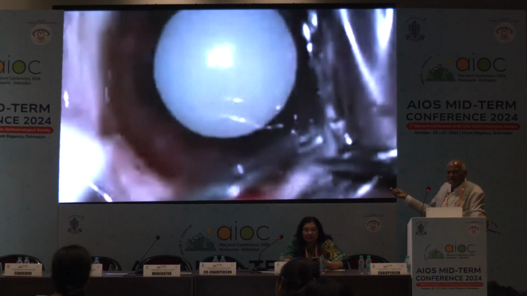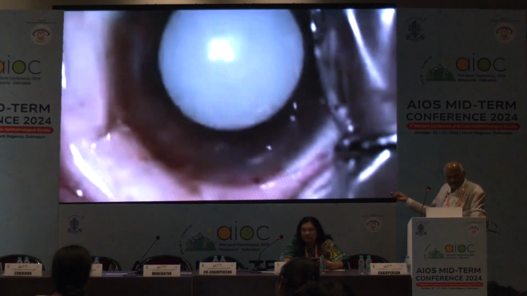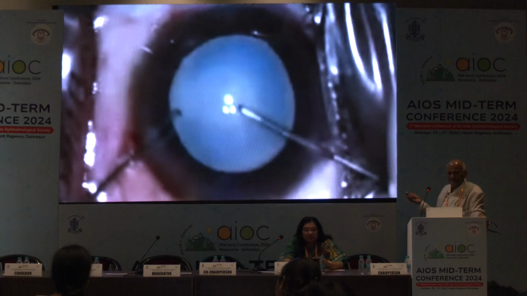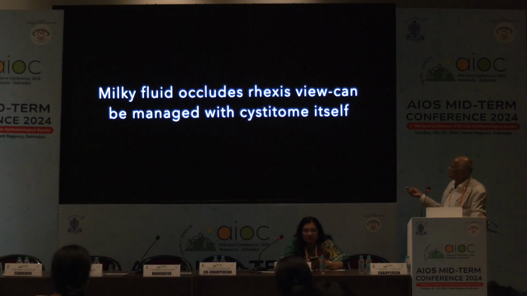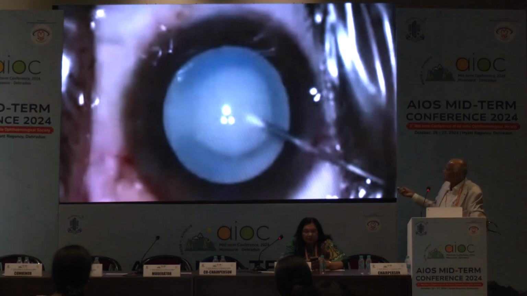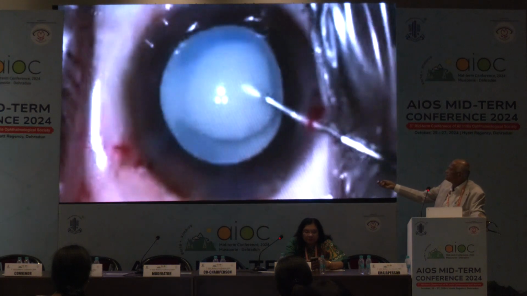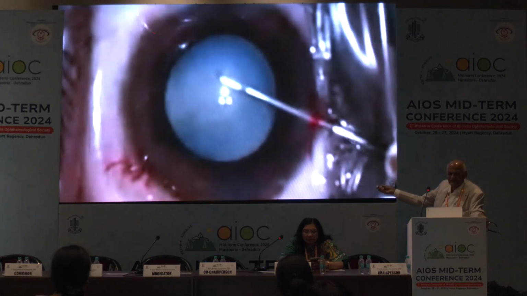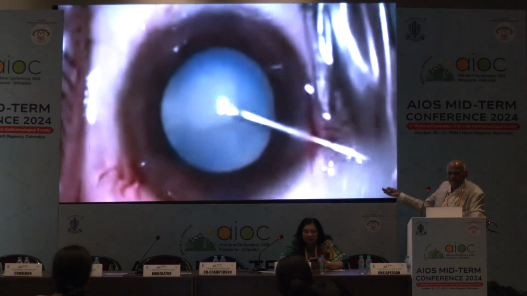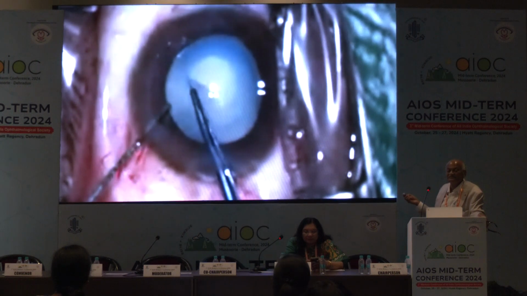This is a young patient, very young patient, and here I am doing the, we can say, the fluid. Can you see this? And this fluid can be just aspirated by the cystotome. Whatever cystotome is there in your hand, you aspirate it, so that the pressure inside the nucleus is reduced.